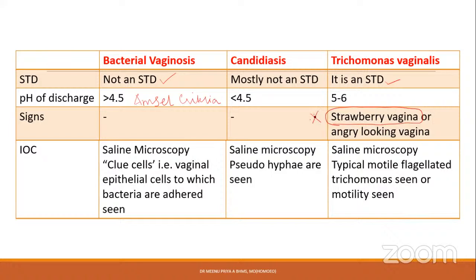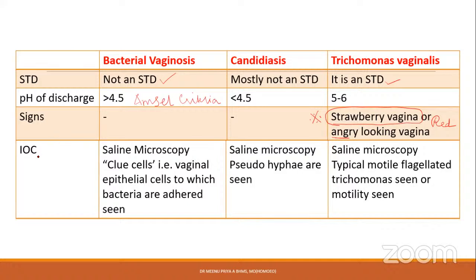So it is strawberry vagina or angry looking vagina. It will appear very reddish, the color of strawberry. Angry means, like any angry person, you can see the redness of their face. Okay, the congestion. So that is the way it looks: strawberry vagina or angry looking vagina. Always remember the other name. I always emphasize that because they can easily form a question and confuse you.